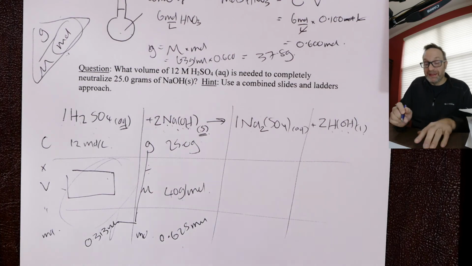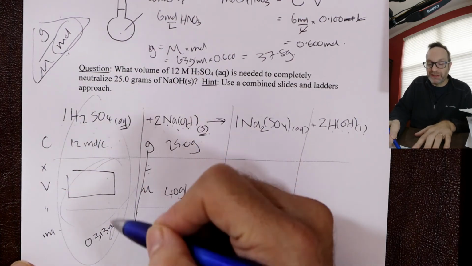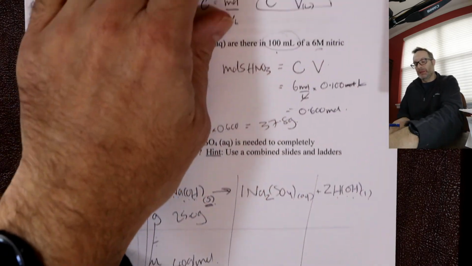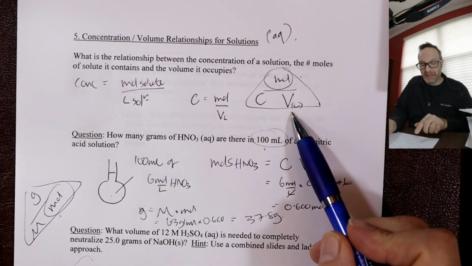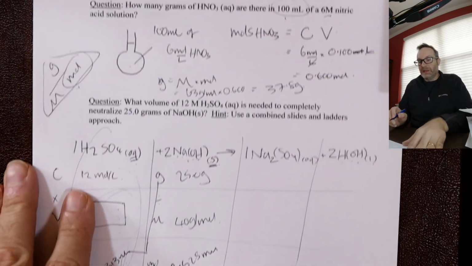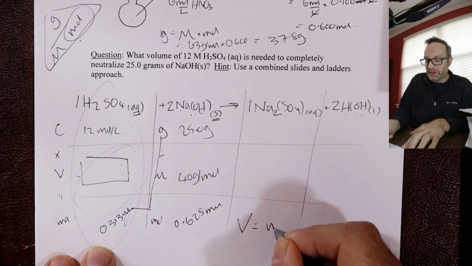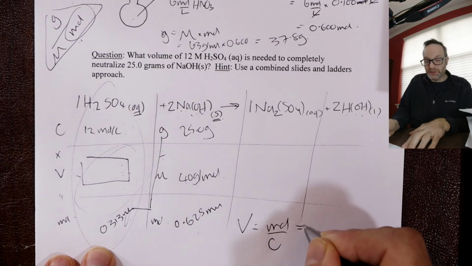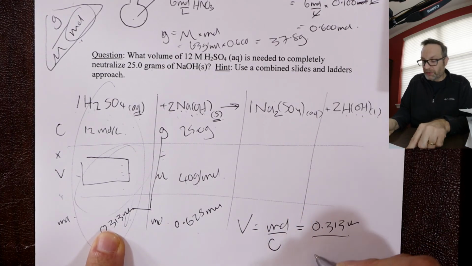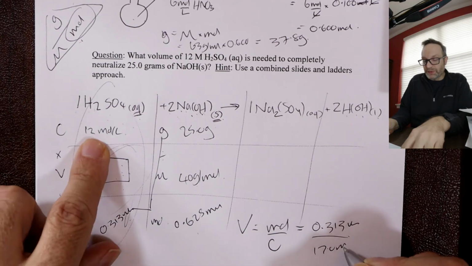All right. Now here, it's not a quick climb to the top because I want to go in the middle, right? But we know, this is why this is so important, right? If I want volume, it's moles over concentration, okay? So volume equals moles over concentration, which equals this number over 12 moles per liter.